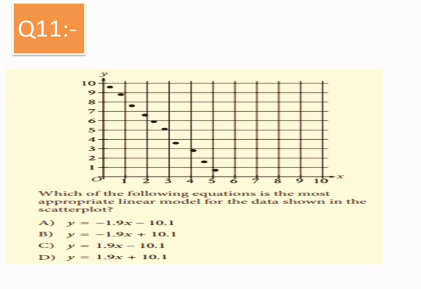Question number 11. Which of the following equations is the most appropriate linear model for the data shown in the scatter plot? As you see, the scatter plot gives us an appropriate line. If you join these points all together, you will get a straight line. And which equation represents this straight line?